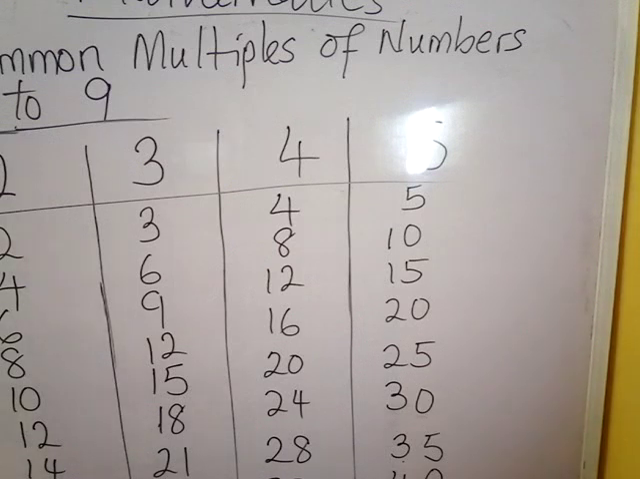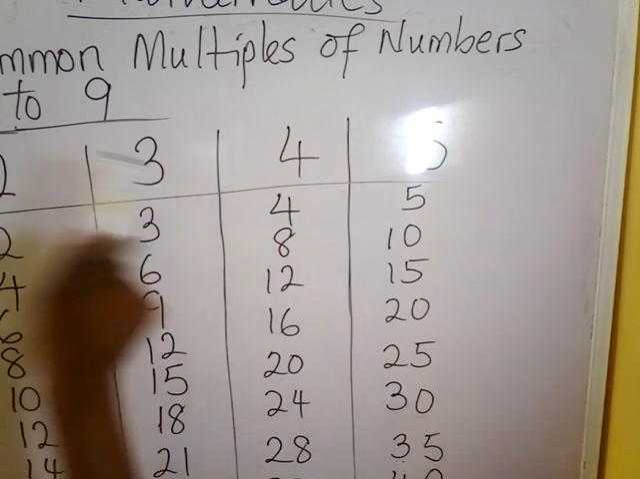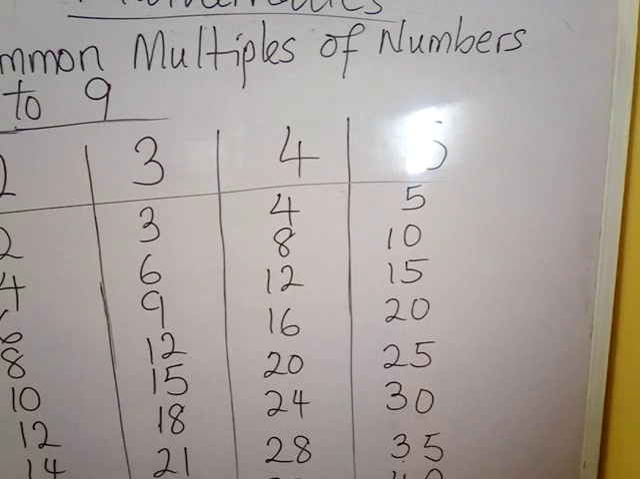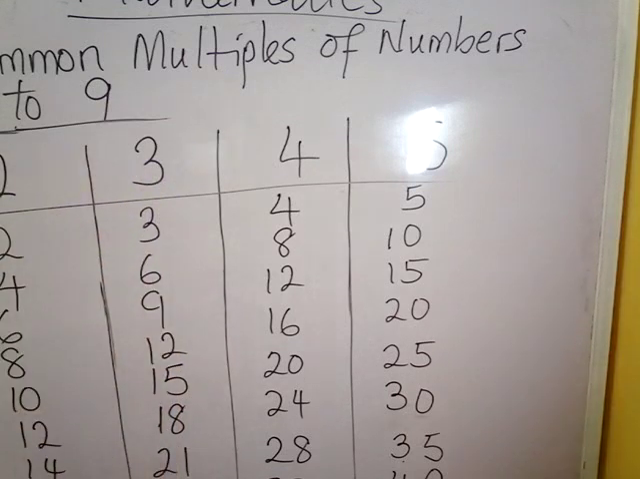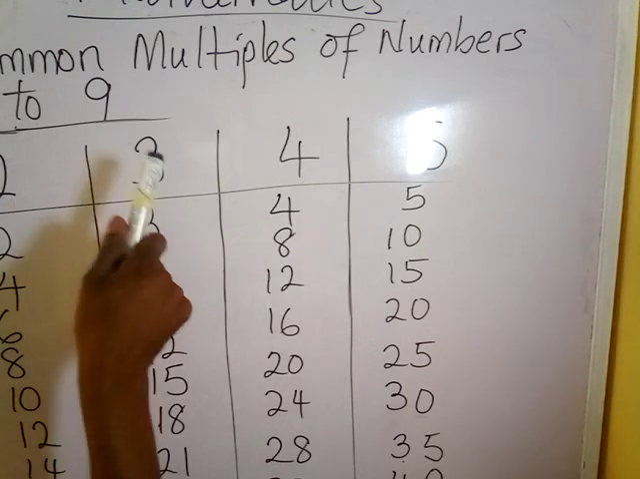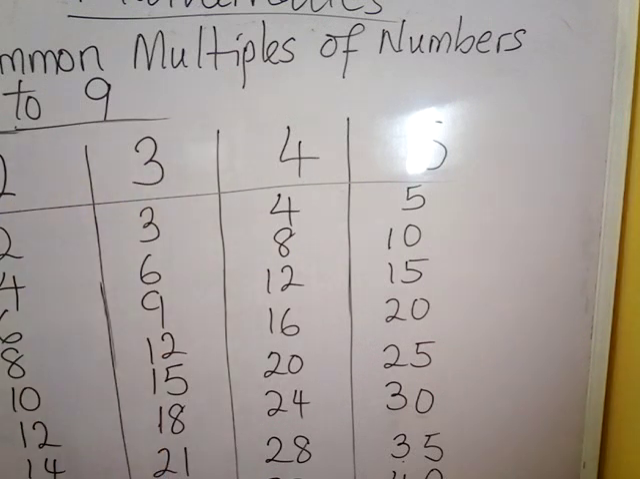For example, looking at 2 and 3, okay? If we multiply 2 by 3, it will give us 6. And if we multiply 3 by 2, it will give us 6. That means that 6 is a common multiple of the numbers 2 and 3.